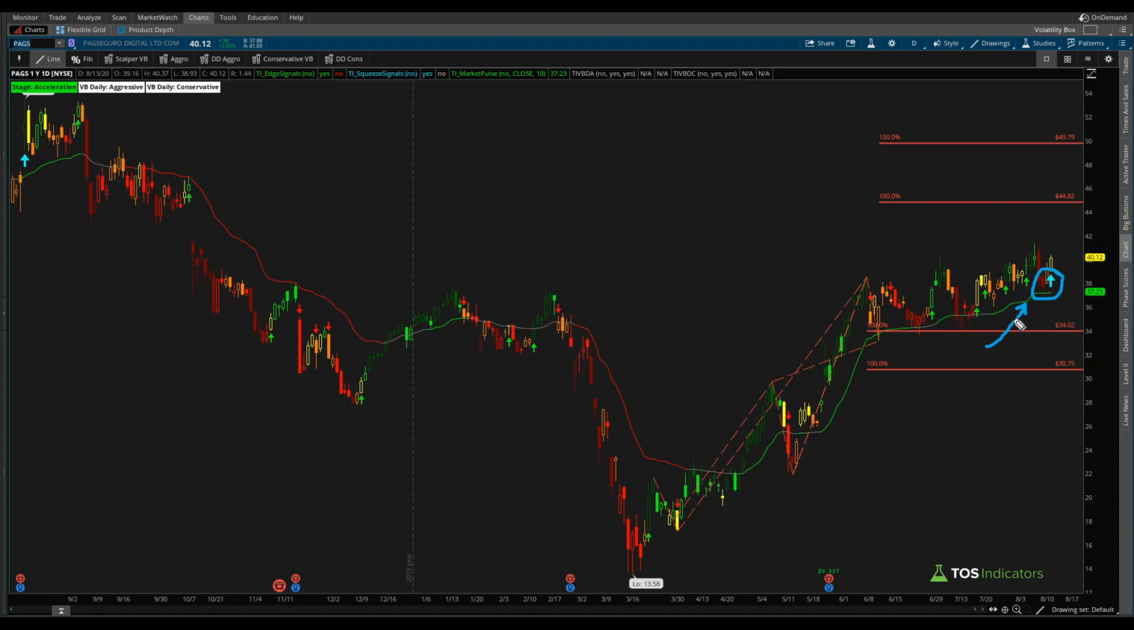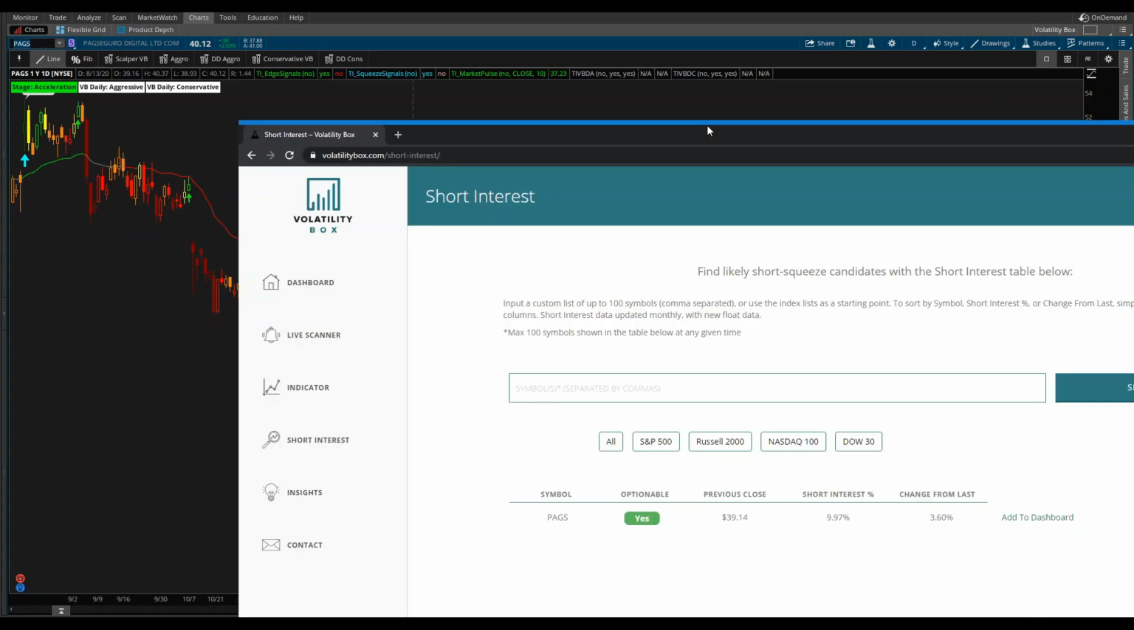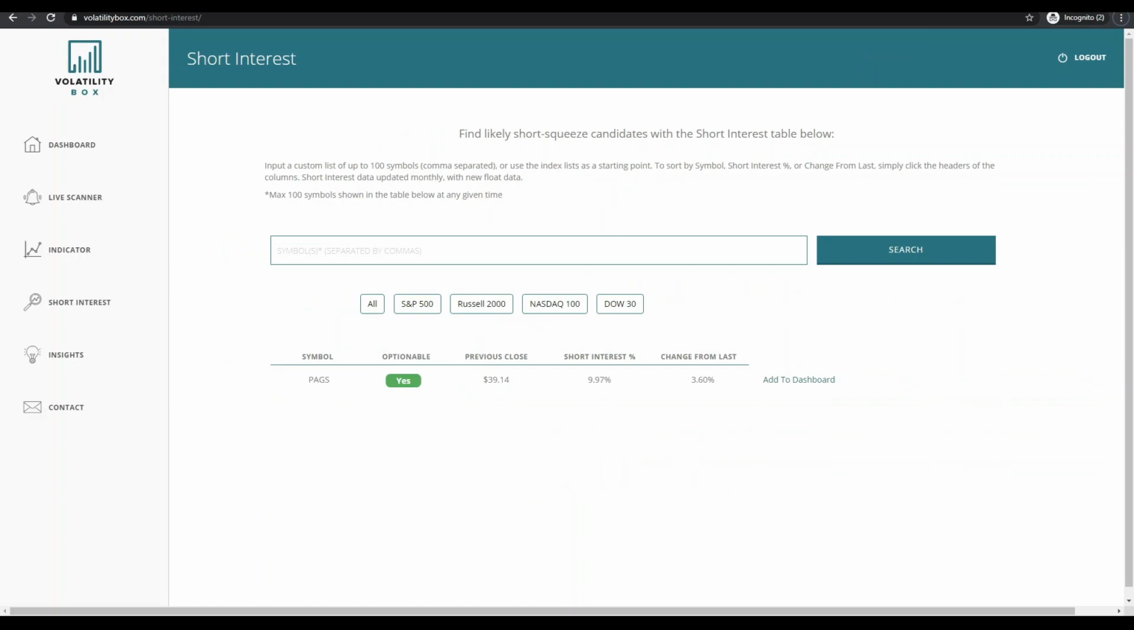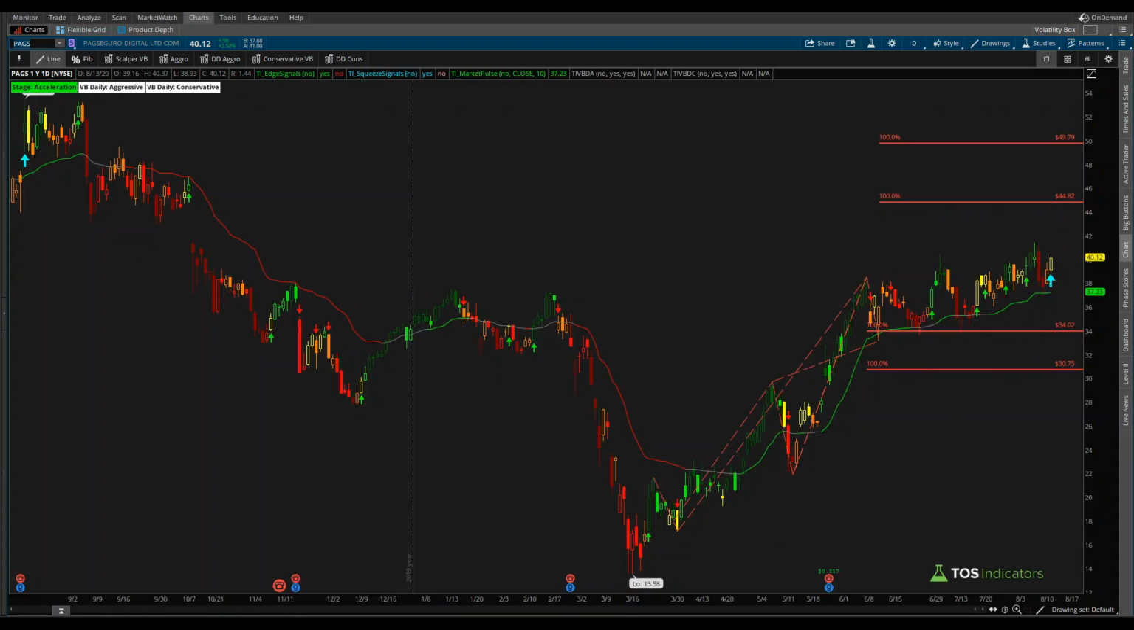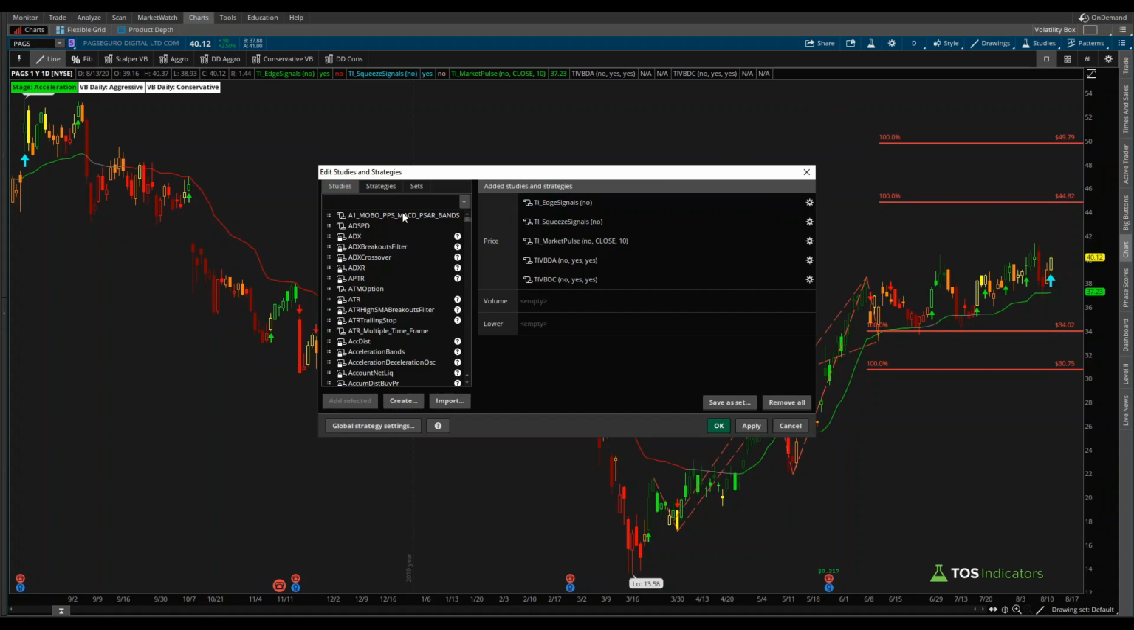Because we see a bullish squeeze signal, we see a bullish market pulse, and if I load in our short interest scanner with PAGS right here, we'll see that PAGS is currently at 9.97% short interest, which again, we typically look at double digits. This is close enough, right? You're off by 0.03. And so that's where if you did see a burst of short interest moves essentially coming in, if I load in the volume, there's something interesting here as well.